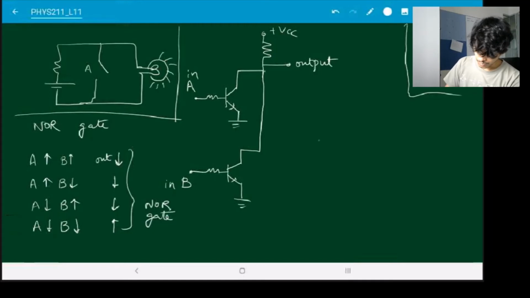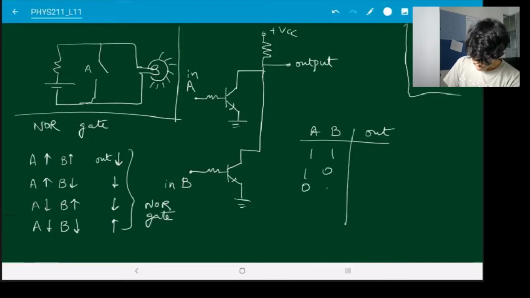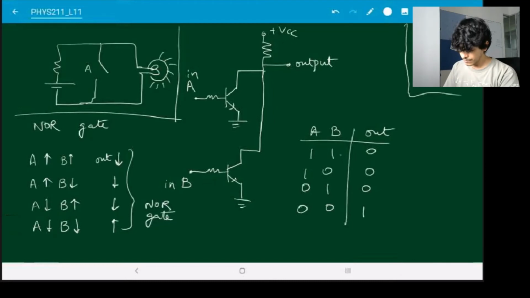Or if you want me to draw the truth table for that, A, B, out. So this is 1, 1, 1, 0. See, the order is a little different from what we normally do. And I'm getting 0, 0, 0, 1. So OR would be if these upper three were 1 and the lower one was 0. But this is the opposite of that. So this is NOR. So this is one way of constructing a NOR gate using transistors.